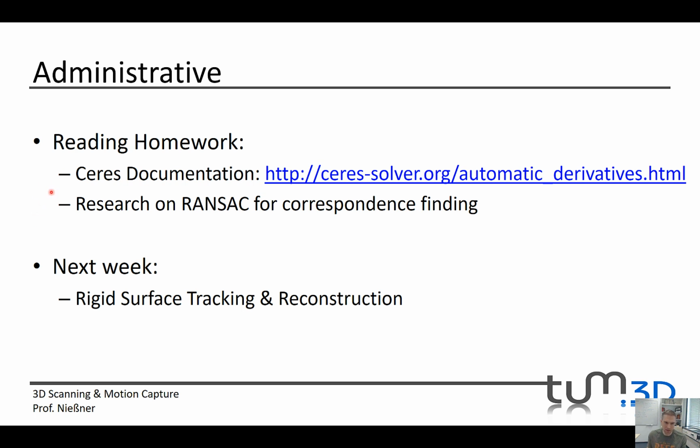And the other part of the homework, I would like you to do some literature research around RANSAC, try to understand how RANSAC works and what the key ideas around it are. Okay. And next week, as I mentioned already, we're going to go into tracking rigid surfaces. And then finally, we talk a little bit more about reconstruction. And we're going to use a lot of the math we have learned and heard about today.